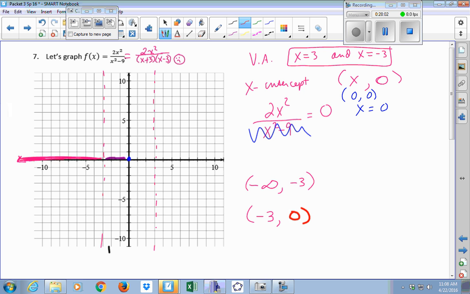Notice I have parentheses here because these are places, at least here I can put a bracket because you can have x equals 0, but here I can't have x equal -3. And then I take a little step on the other side of that. The other side is 0, and I'm kind of moving along until I bump into 3 again.